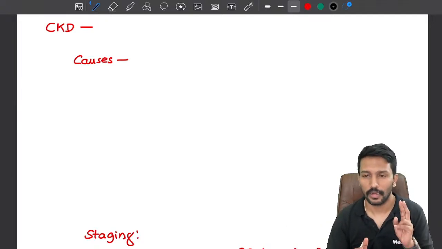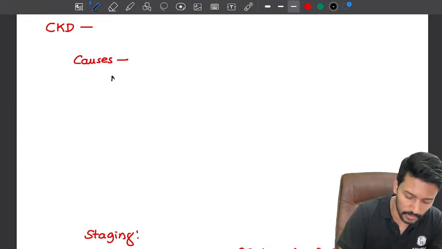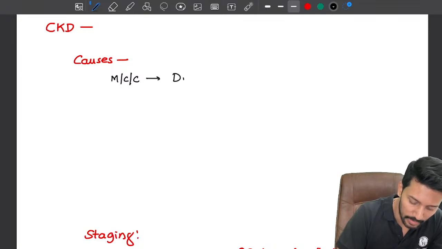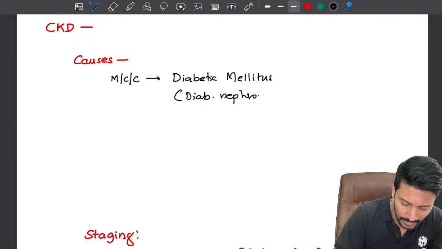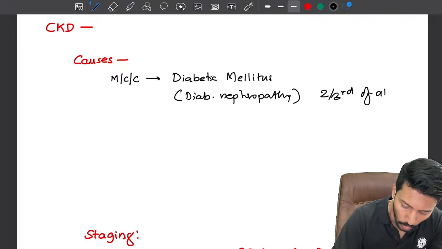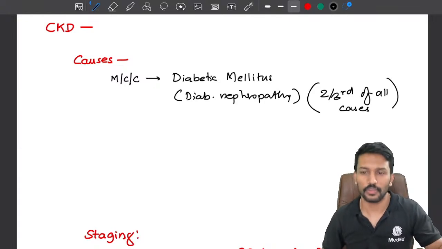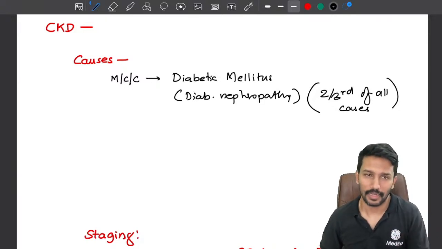Now what are the causes? I want you to remember only two important causes because MCQ wise that's what they can ask. First thing that they will ask you is what is the most common cause for CKD. The most common cause for CKD is diabetic nephropathy. So I will call diabetes mellitus as the most common cause. In India, this accounts for 2/3 of all cases. So if you go into any nephrology unit or hospital, 2 out of 3 patients have CKD because of diabetes mellitus.